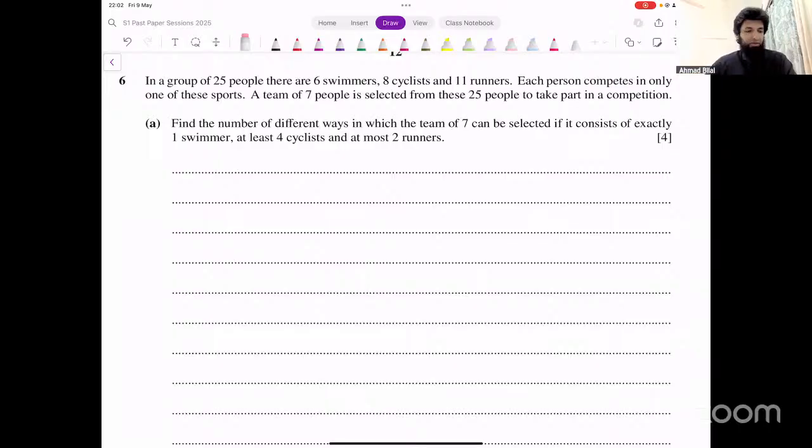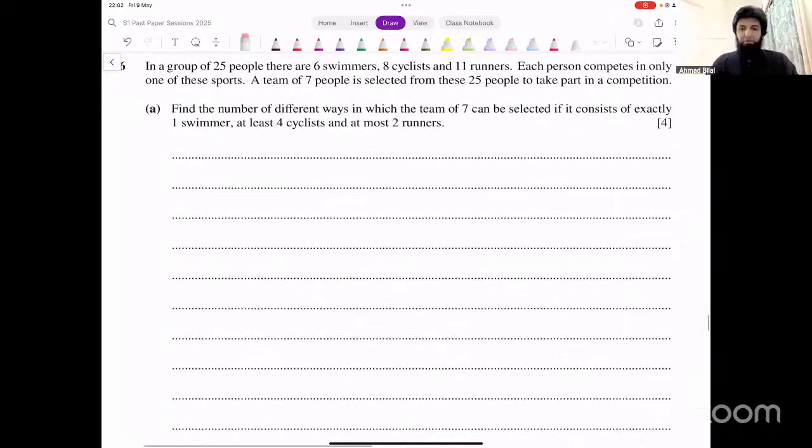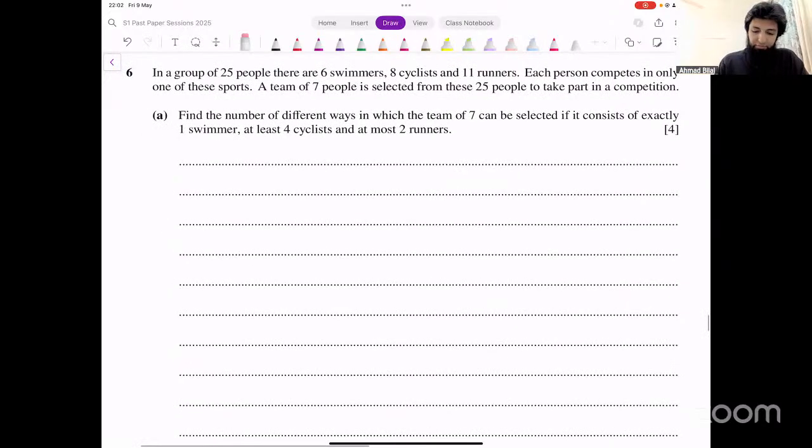Let's have a look at this now. Question number 6. Let's see what we do here. It says, in a group of 25 people, there are 6 swimmers, 8 cyclists, and 11 runners. Each person competes in only one of these sports. A team of 7 people is selected from the 25 people to take part in a competition.